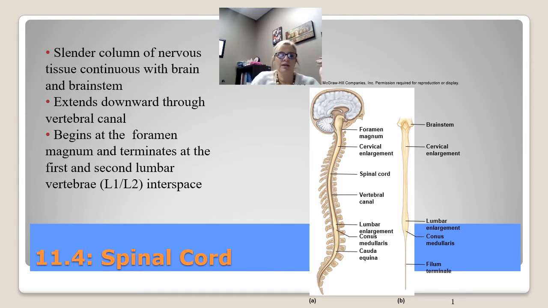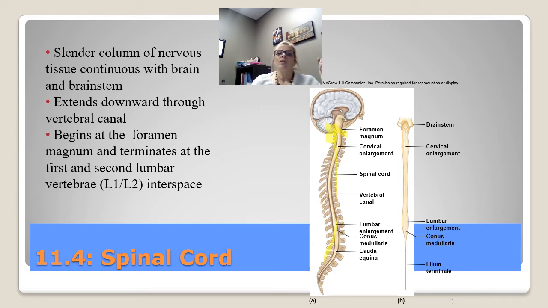You can see here that it is attached. Sorry about that, my little light doesn't seem to want to work there. All right, now you can see it's attached here to the brain, and it's going to, of course, extend on down here through the vertebral canal.